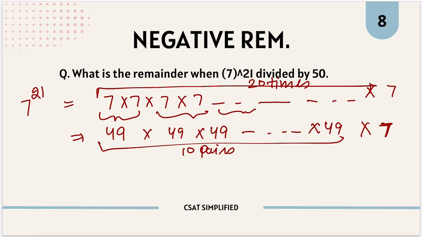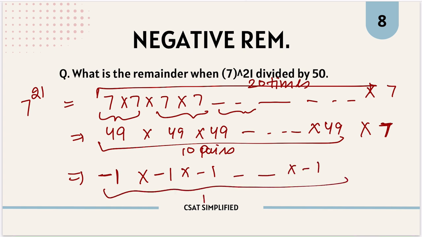Now how many pairs of 49 do we have? 10, into 7, right? Now what is the remainder of 49 when divided by 50? You can say the remainder is 49, or you can also say it is -1. I hope the minus concept is clear. -1, 10 times, into 7, which remains 7 because we are keeping 7 aside. I hope this is clear. Now -1, 10 times is going to give you positive 1 into 7. So 7 is the answer.